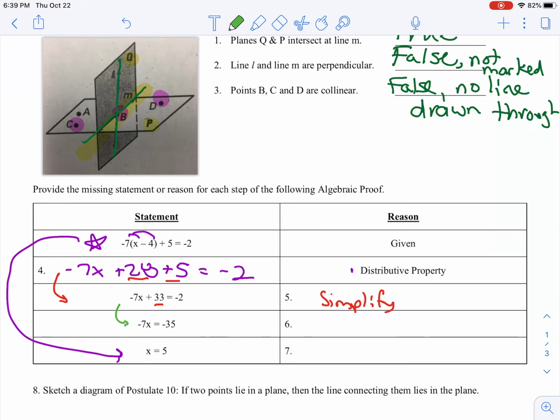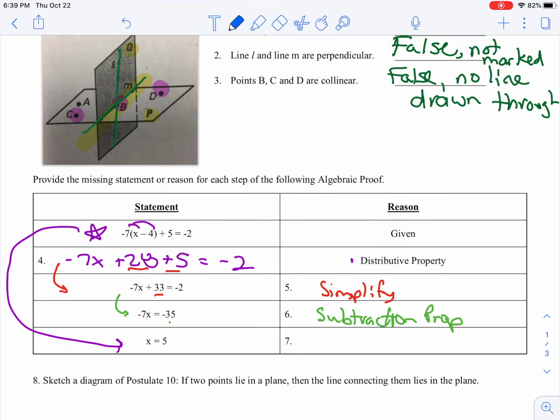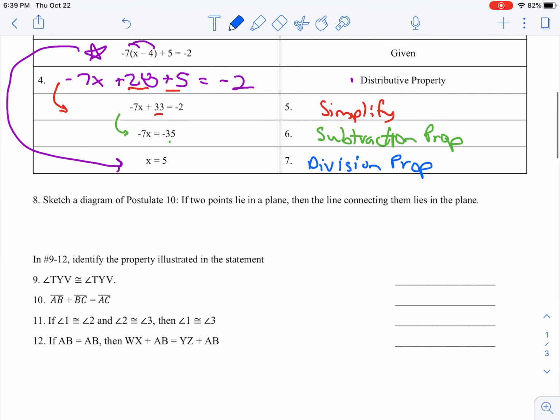All right, so let's look at the next thing that happened. From here to here, it looks like this 33 is missing. Well, that's because we subtracted 33 from each side, and that's what gave us this -35. So that means we use the subtraction property of equality. And then last but not least, how did you get to that last step? Well, most of you know we just divided by -7. That gives us the answer. It's the division property of equality.